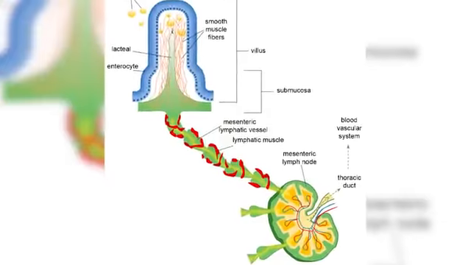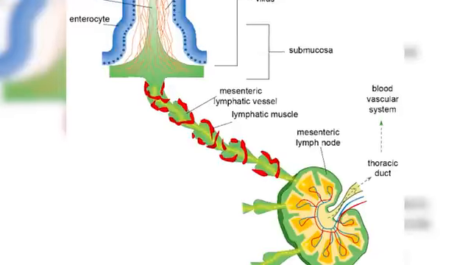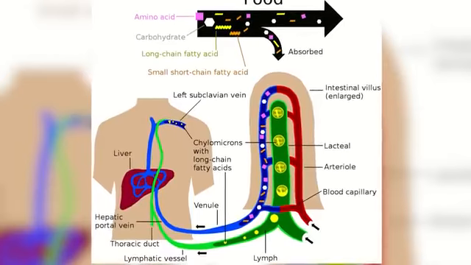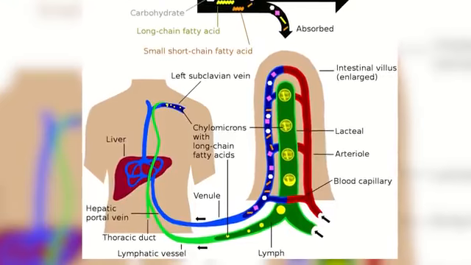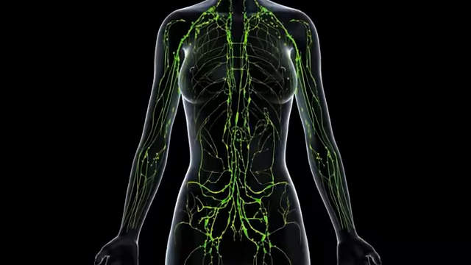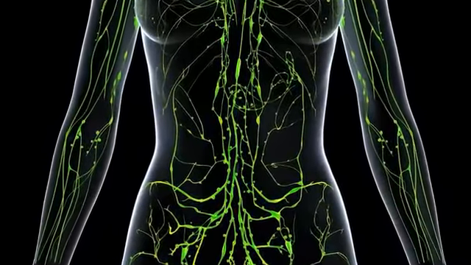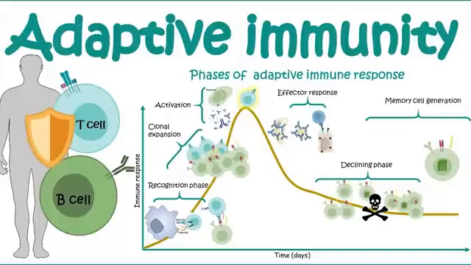In addition to its role in the immune system and fluid balance, the lymphatic system also plays a crucial role in the body's fat metabolism. It helps to transport fats from the small intestine to the bloodstream, where they can be used as energy or stored. Overall, the lymphatic system is a vital part of the body's overall health and well-being. It helps to protect the body against disease and infection, maintain fluid balance, and play a role in the body's immune response, fat metabolism, and other important functions.